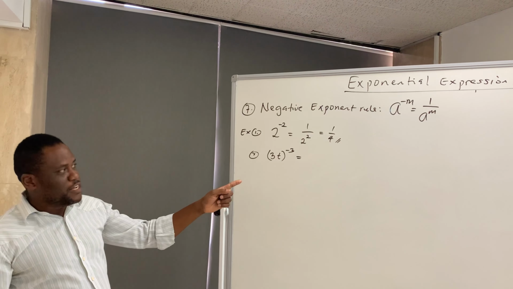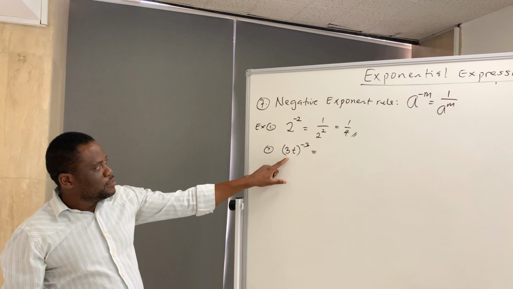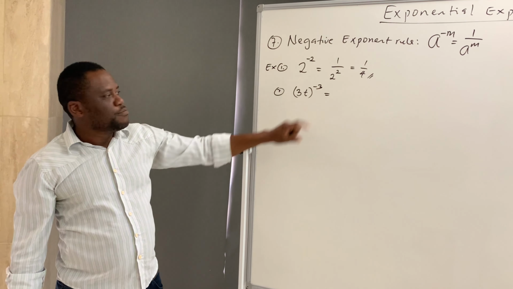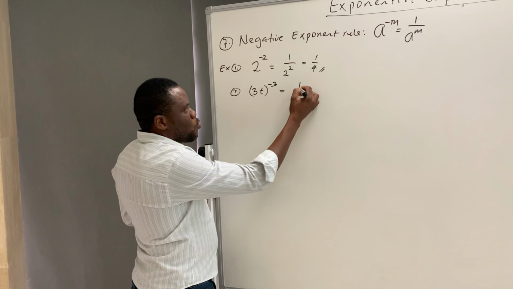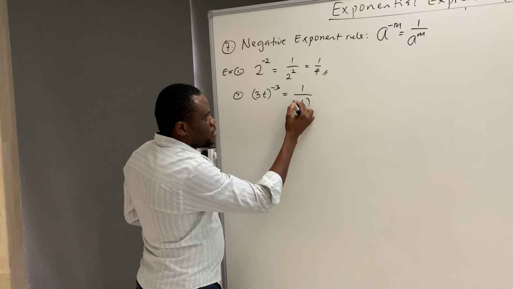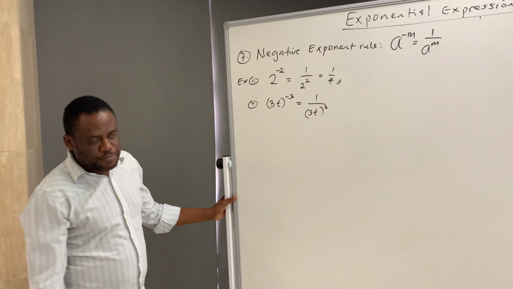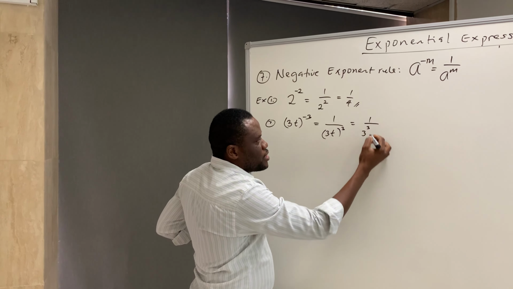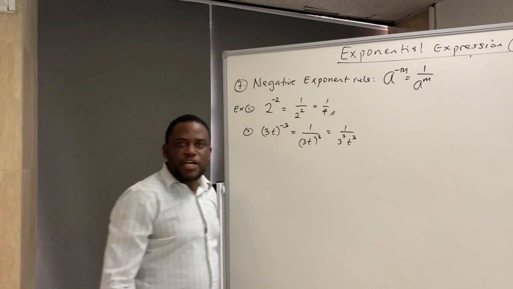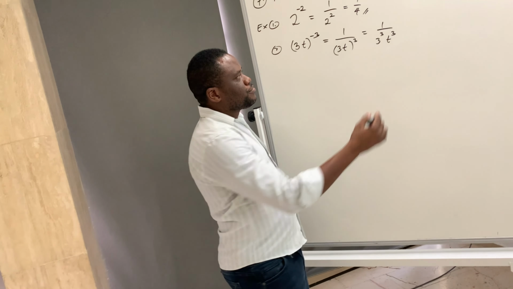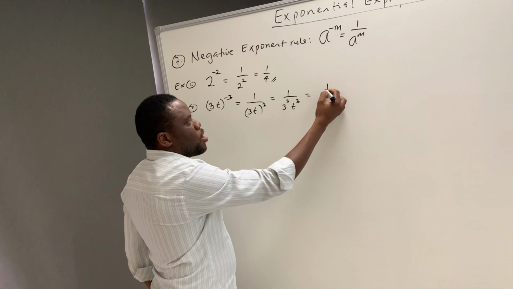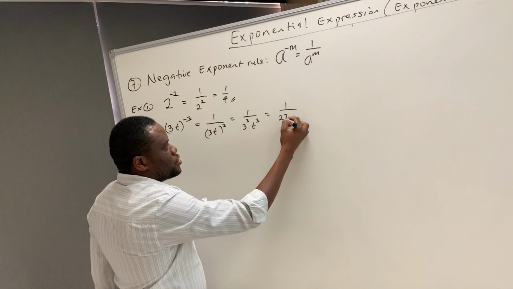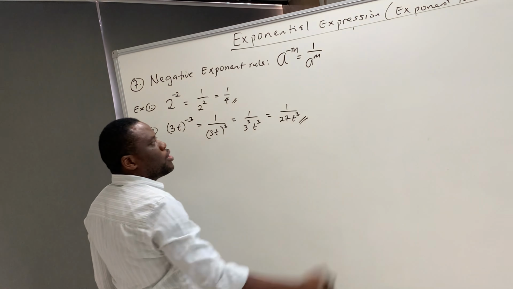Now I've put two rules here. The first rule, power: this 3 shares the power, this t also shares the power. So if you like, you can write it as 1 over 3t, everything to the power of 3, which means 1 over 3 to the power of 3 times t to the power of 3. They share it. Now, 1 over 3 to the power of 3 is what? 27. So 27t cubed.